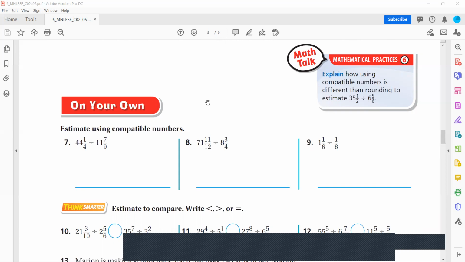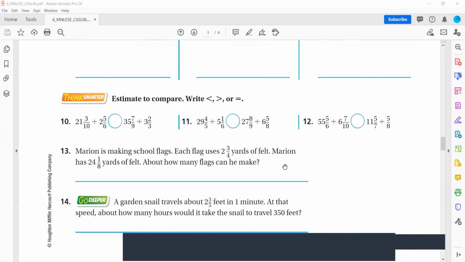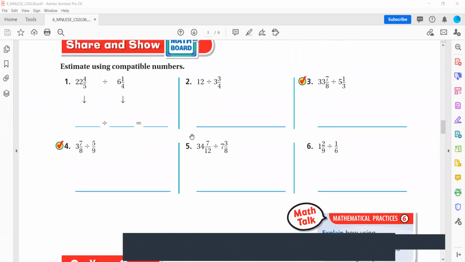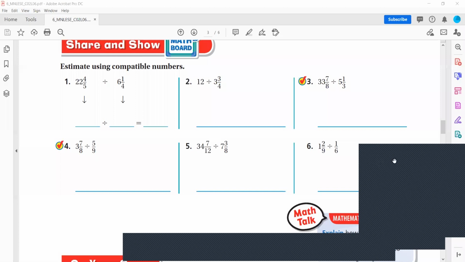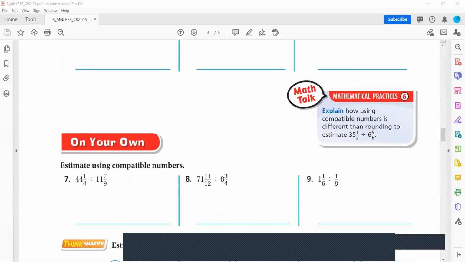Give me a minute, guys. Are you all ready with page number 103? Is it open? Okay. So, till which question did we do yesterday? I think we were doing this share and show. Am I correct? Okay. So, let us continue. First question we have to do on your own, right?